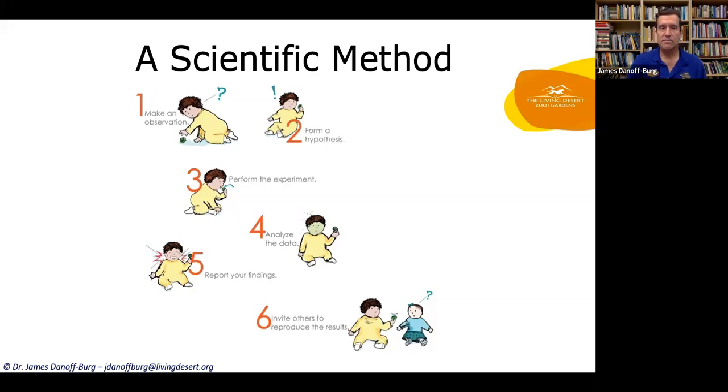And so they might come up to a piece of something on the ground and say, oh, I wonder what this thing is. And then they might form a hypothesis, and they might say, oh, I wonder if I can eat it. And then they perform the experiment. They eat the thing. And then they analyze the data. How am I feeling? Oh, I'm not feeling particularly well. And then they report the findings by yelling at their parents and crying.